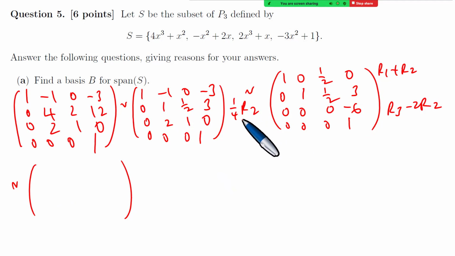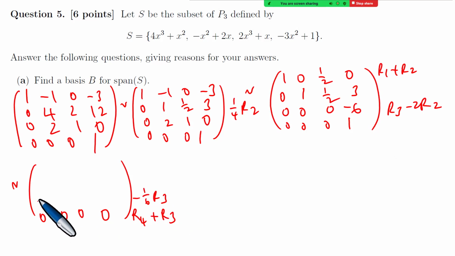We want to see pivots here. I want to determine the pivots and see the pivot columns in this matrix, because the pivots will tell us which vectors to take to get a basis. Now we can see that we need this one here. So we can say row 4 plus row 3: 0, 0, 0, 0. Minus 1/6 row 3: 0, 0, 0, 1. So you have pivots.